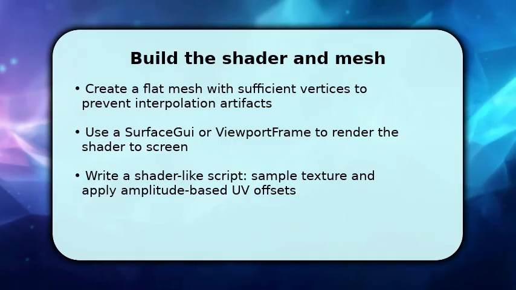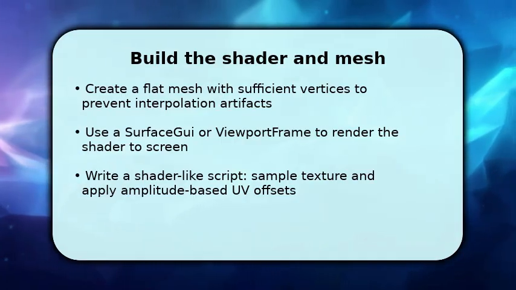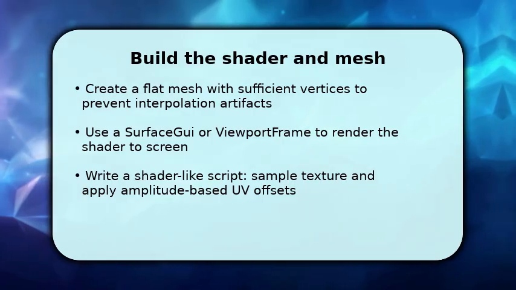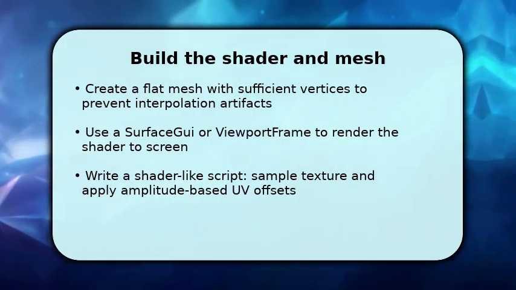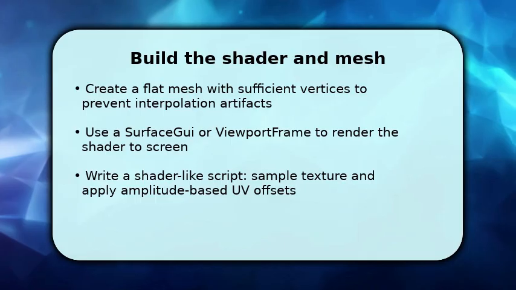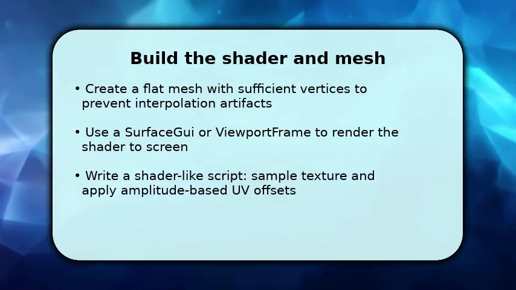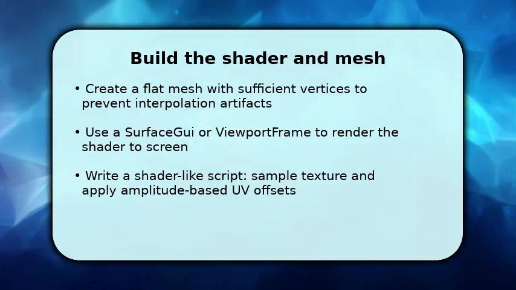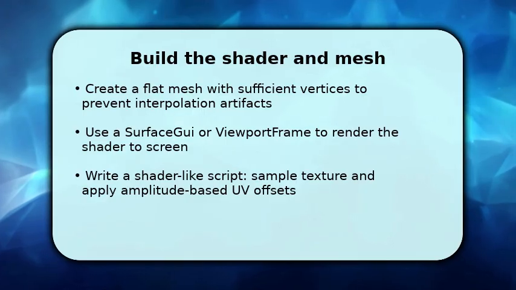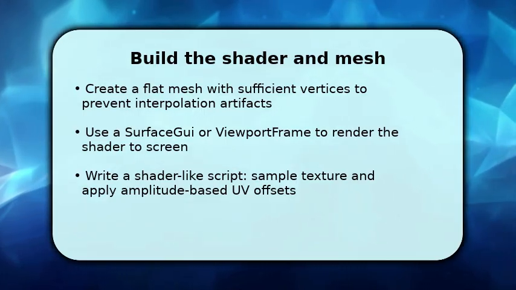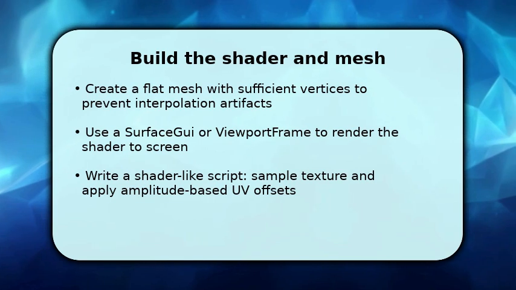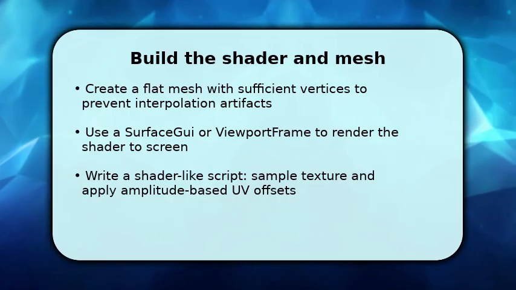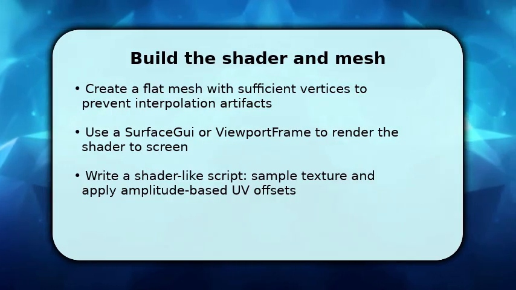Now you construct the shader and mesh that produce high-res equalizer shades. You need a flat mesh with enough vertices so UVs sample accurately. Fewer vertices cause interpolation and blurring. Then render your effect through a surface GUI or a viewport frame so you control resolution independently of the world. Next, script the sampling. Read the high-res texture, compute amplitude-driven UV offsets, and apply crisp step functions rather than smooth blends where you want hard edges. This keeps the equalizer visually precise during motion.